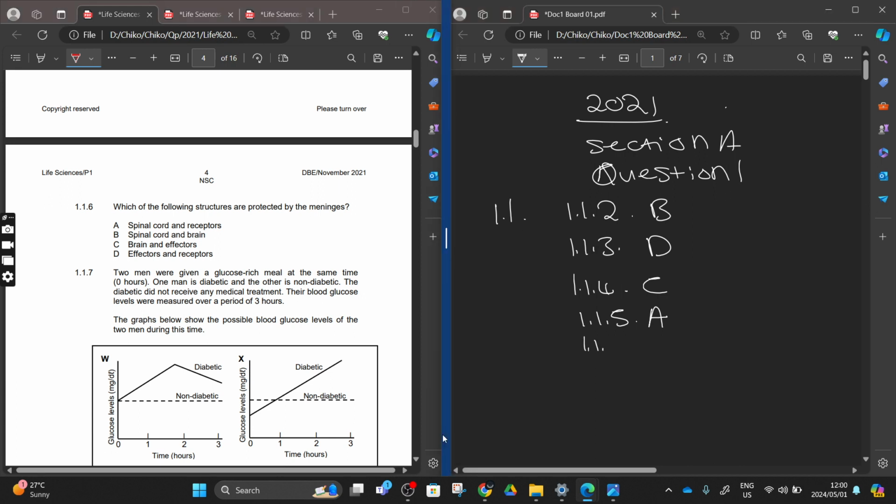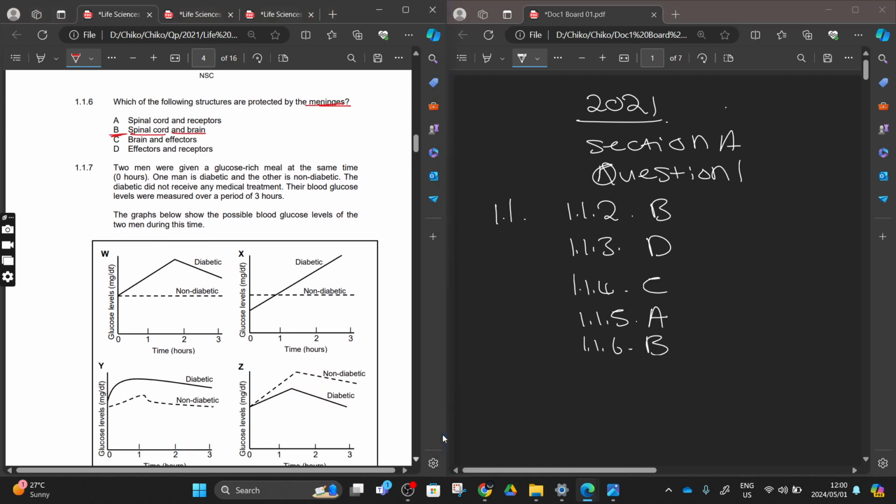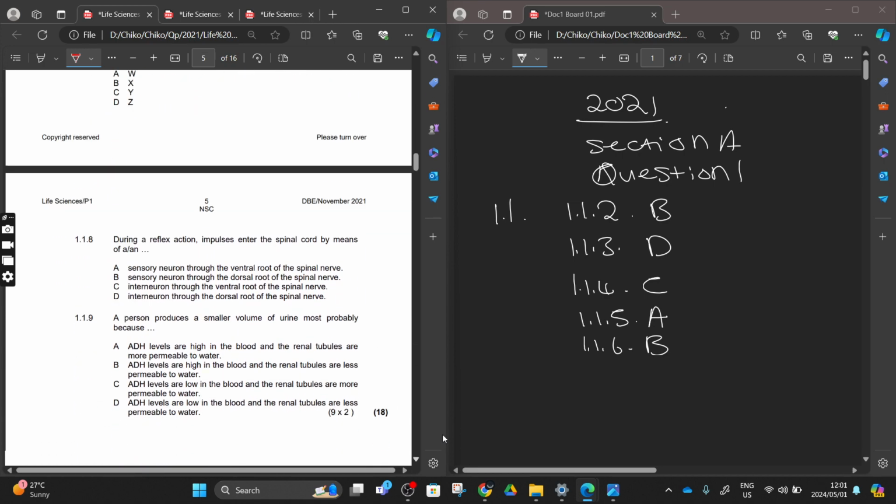Then 1.1.6, which of the following structures are protected by meninges? Brain and spinal cord. Let's just go and see the one that says the brain and spinal cord. Number B, brain and the spinal cord. That will be number B, right? Then number C, we haven't done this, diabetic.